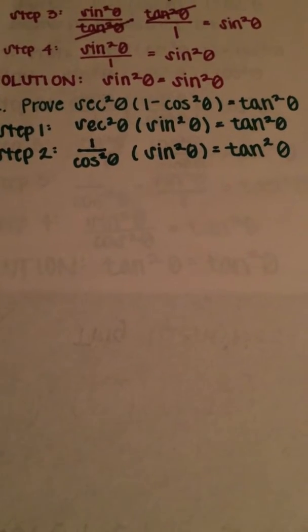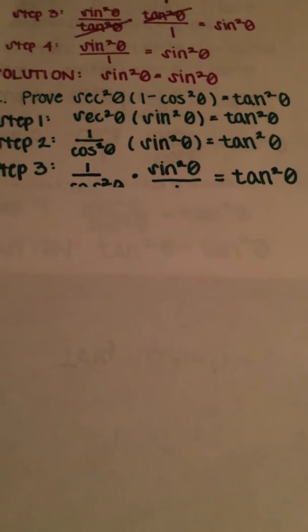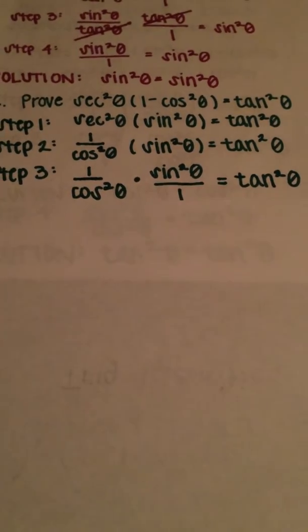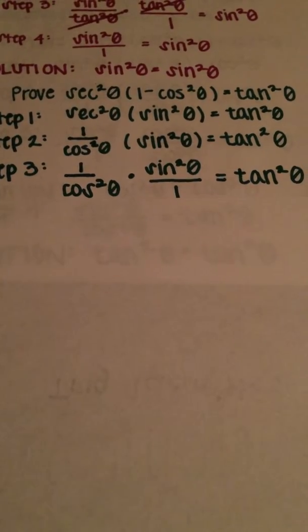Step 2. 1 divided by cosine squared theta times sine squared theta equals tangent squared theta. Secant squared theta is a reciprocal identity and is equal to 1 over cosine squared theta. Step 3. 1 over cosine squared theta times sine squared theta over 1 equals tangent squared theta. You are going to set it up like fractions and multiply.